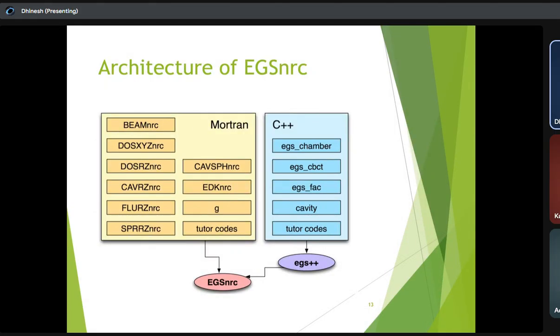This is the basic architecture of EGSnrc. EGSnrc contains many components or modules. Some of the modules run on Mortran language, and some run on C++. These are the modules you can see: BEAMnrc, DOSXYZnrc. These are the main components of the EGSnrc toolkit. We'll see these modules one by one.